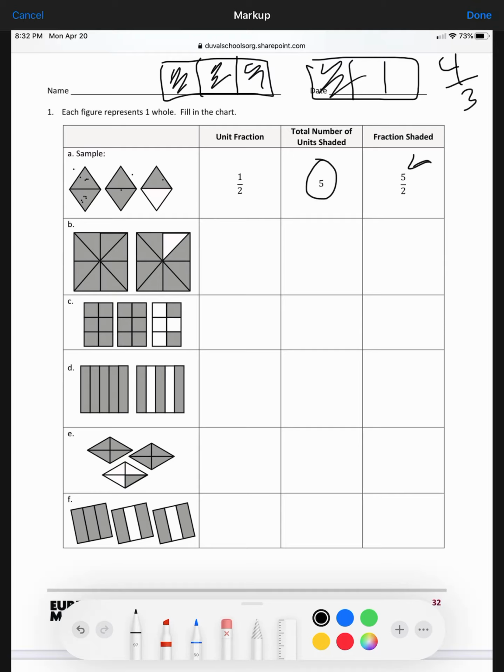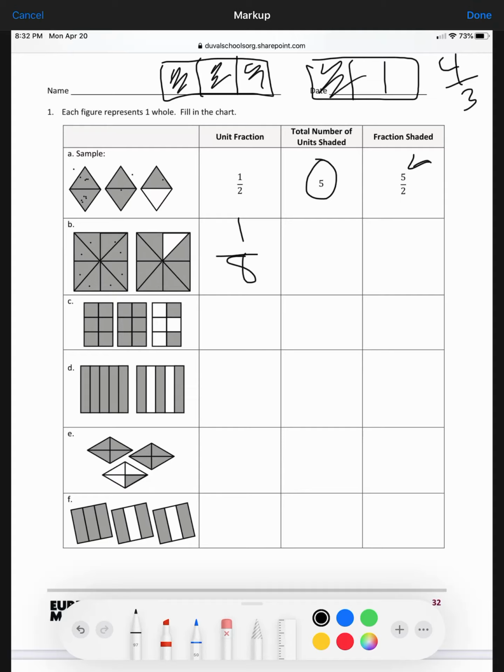Let's look at B. The first thing we need to do is count the number of pieces in each object. 1, 2, 3, 4, 5, 6, 7, 8. So our denominator is 8. Our unit fraction is just 1 out of 8 because it's broken down into 8 pieces. 1 unit is 1 piece out of 8.